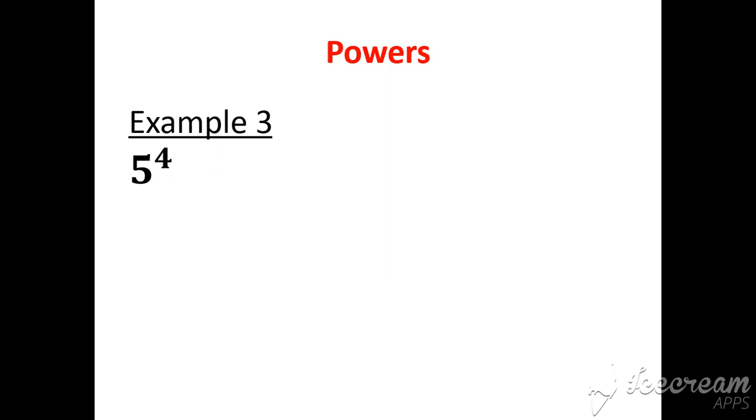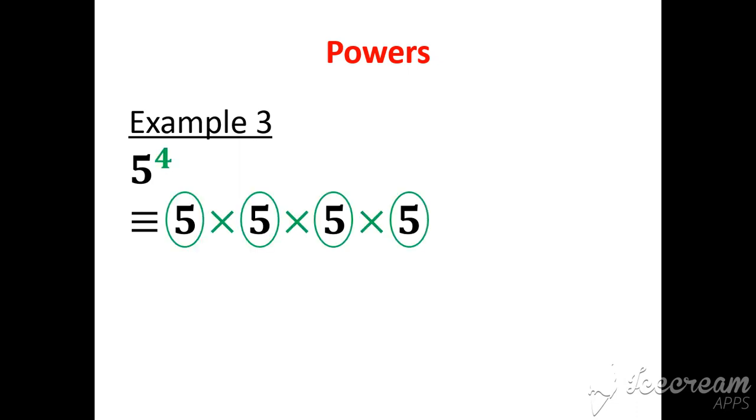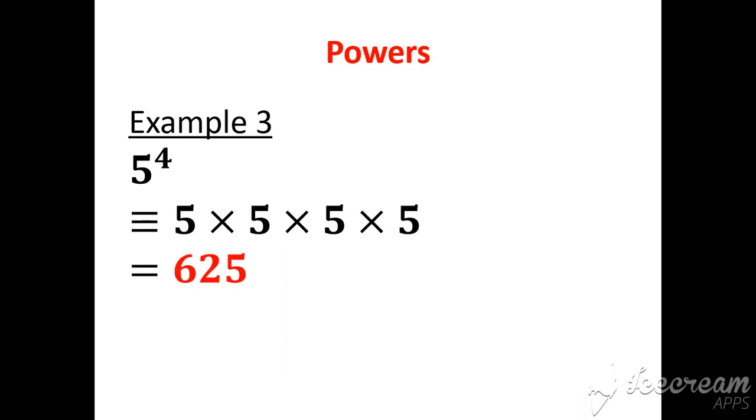Right, well, what about 5 to the power of 4? There is no special name for powers greater than 3. So a special name for a power of 2 is squared. A special name for a power of 3 is cubed. Once we get up to powers of 4, we don't have any special names that you need to remember. So 5 to the power of 4 means 5 times 5 times 5 times 5. We take the power of 4 and we multiply the base by itself that many times. So 5 times 5 times 5 times 5 makes 625.